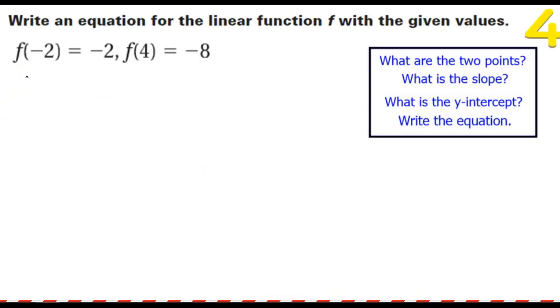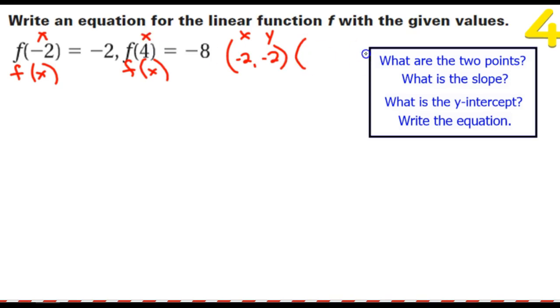Alright, if we take a look at this one, we have to write an equation for the linear function. So what we're going to look for first are the 2 points. Now remember that this is f of x, and this is also f of x. Now if we're looking for a point, we need an x and a y. So if this is x, then we're going to line up this x with our negative 2, and that's going to be our x. So negative 2 is our first x, which means that negative 2 is also our y.